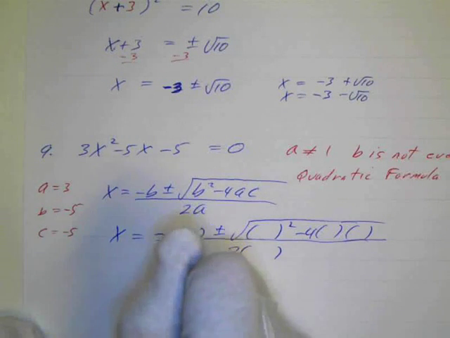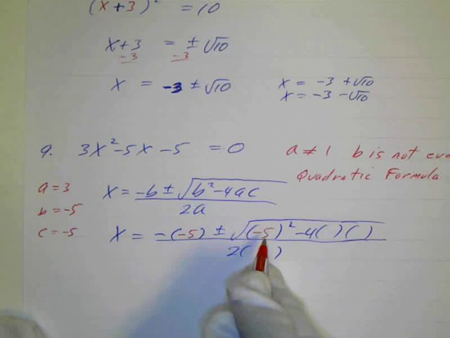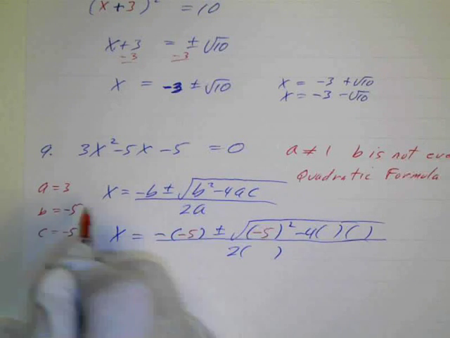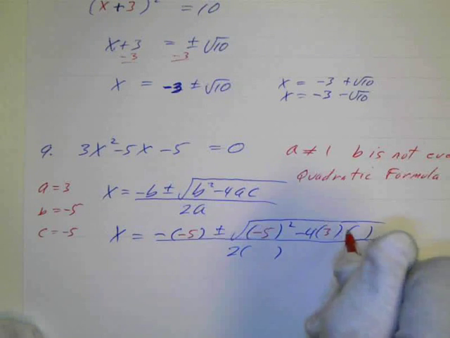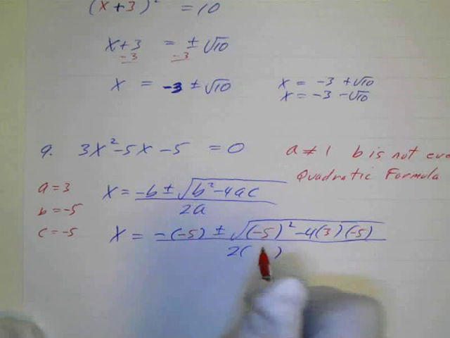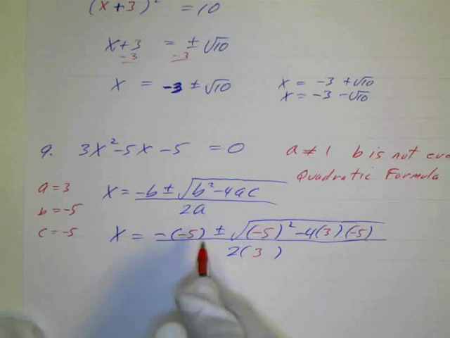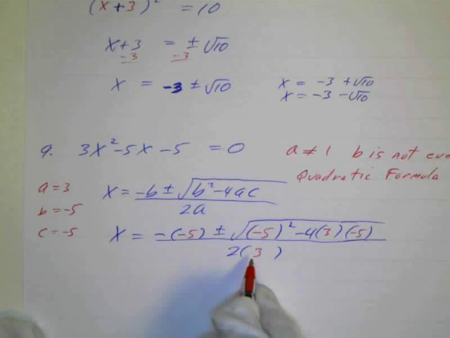So b is negative 5, so that's negative b squared. 4a is 3, and c is negative 5. And again, a is 3, so you put that in. b, a, c, a. Be very careful when you substitute. And after that it's pretty easy.